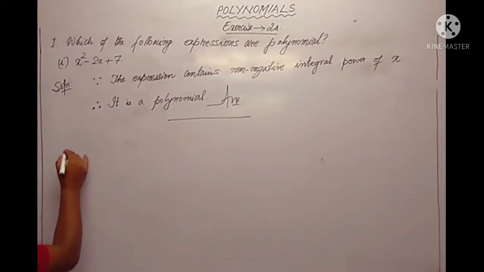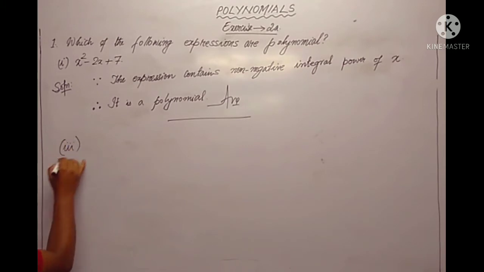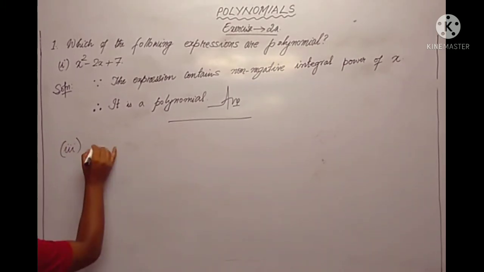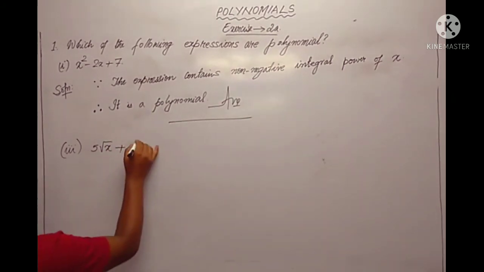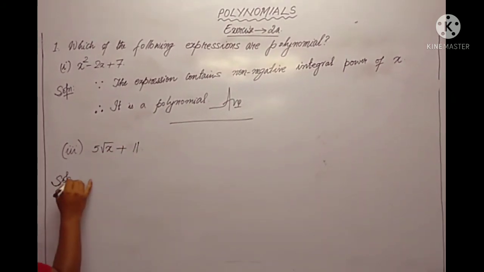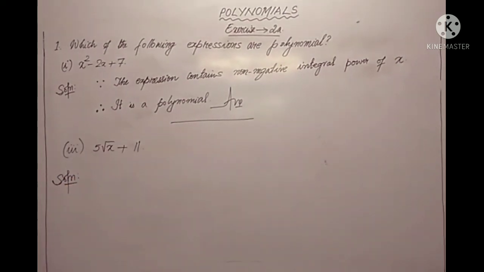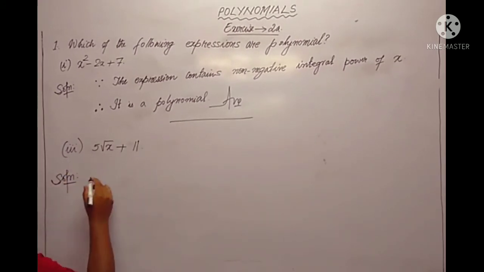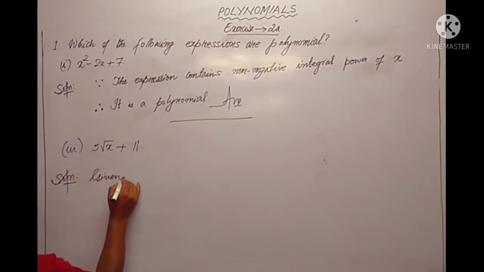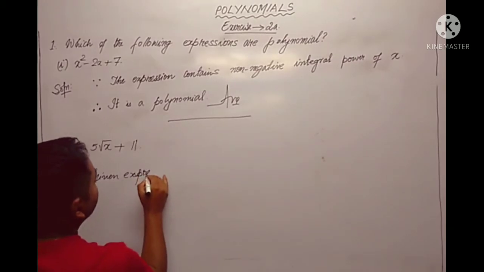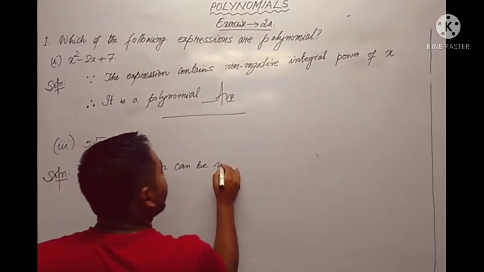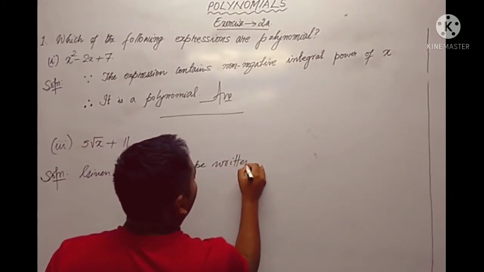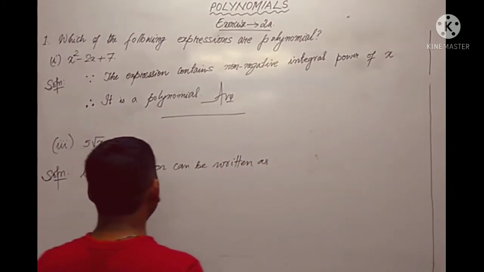if I have 5 root x plus 11, now you check whether it is a polynomial or not. Whether it is a polynomial or not. Now this expression, first of all, I can write down like this. The given expression can be written as, how can you write this expression?